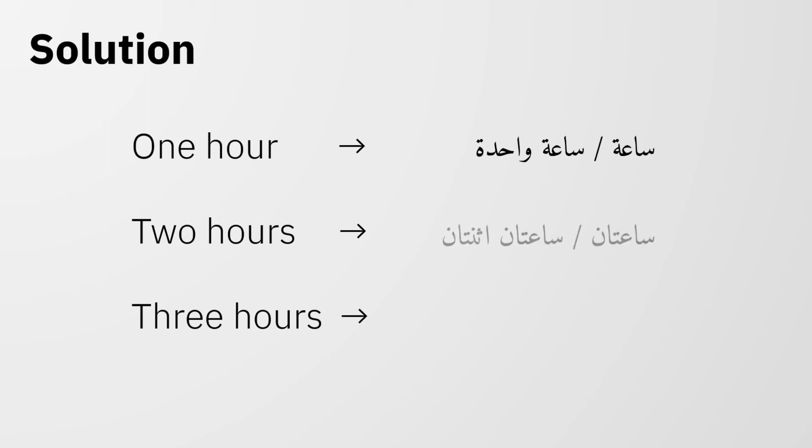2 hours is ساعتان or ساعتان اثنتان. You can also say ساعتين اثنتين, it's correct. Notice the تاء التأنيث, feminine تاء, added to ithnan because it's in the feminine form. This one is tricky. 3 hours is ثلاث ساعات. Notice how the genders do not match and the word is in the plural form.